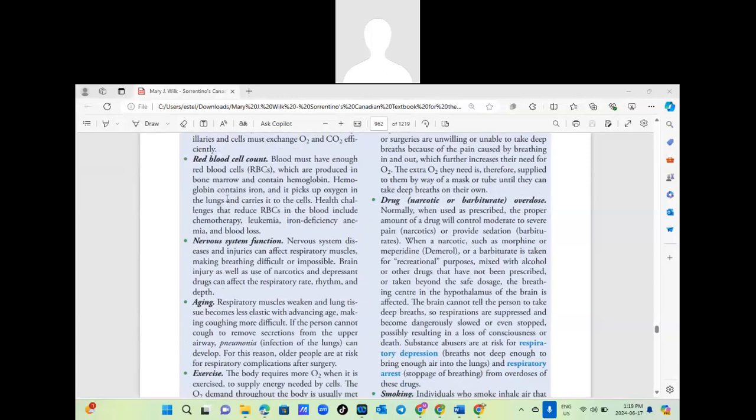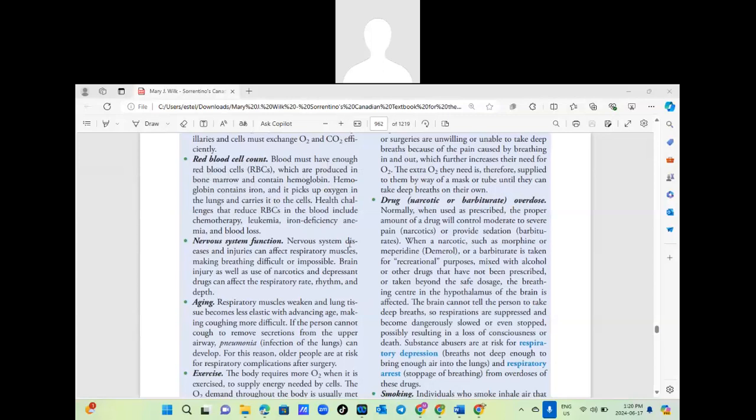Okay, next, red blood cell count. Blood must have enough red blood cells, or RBCs, which are produced in bone marrow and contain hemoglobin. Hemoglobin contains iron and it picks up oxygen in the lungs and carries it to the cells. Health challenges that reduce RBCs in the blood include chemotherapy, leukemia, iron deficiency, anemia, and blood loss. So again, the iron is the one picking up the oxygen into the circulation.